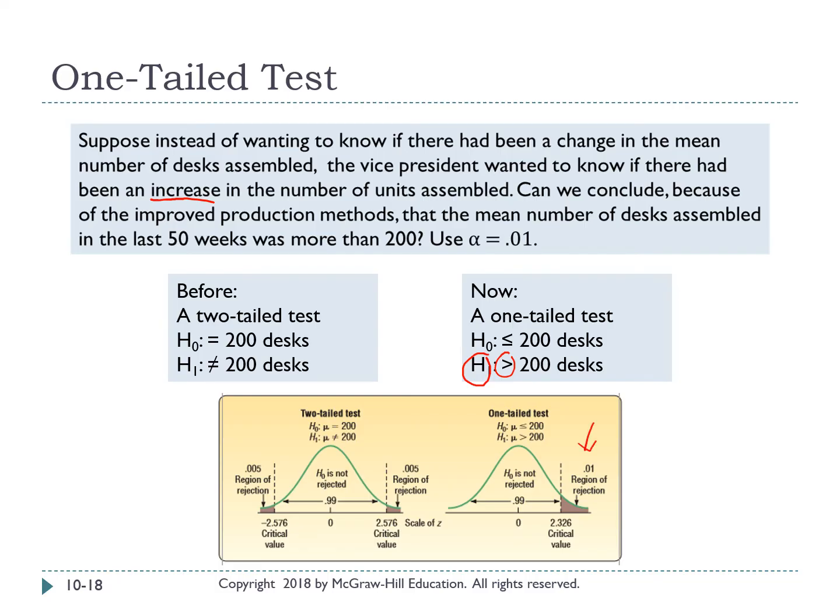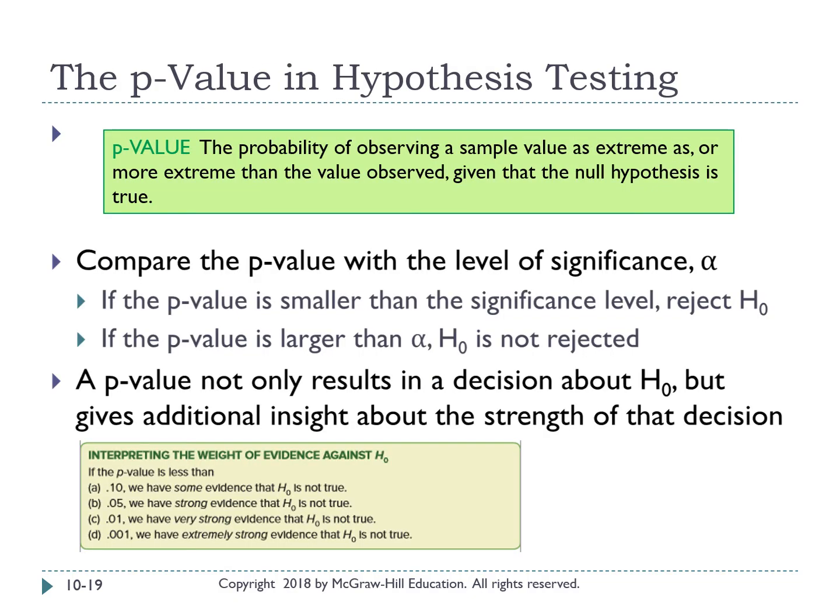What happens if, let's say, the question asks about decrease? So for decrease, your H1 will have the sign of smaller. So smaller will be on the left side of your diagram. If, let's say, you want to draw your critical value, the p-value or PV in hypothesis testing.